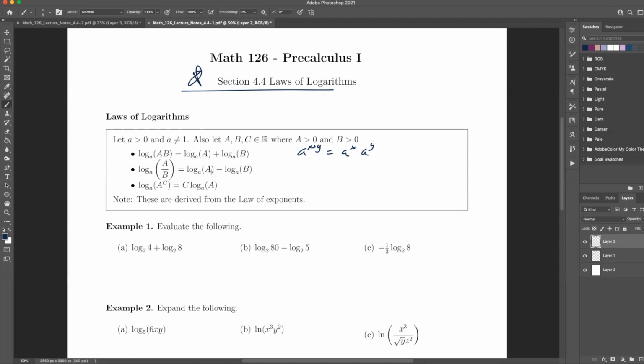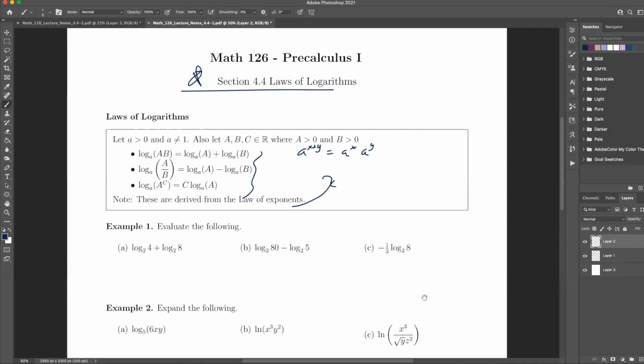And then if we have a over b, we subtract the two exponents. It's not quite that, but it's kind of where it comes from. A to the c, well, raising to an exponent became this. And so these are the rules. These are derived from the exponent rules. So let's just go through them slowly.